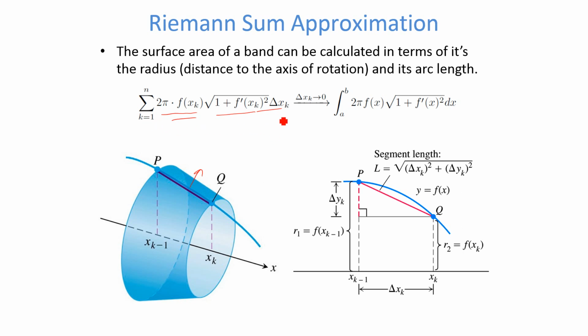And by adding all these areas, we have this sum, and letting delta x_k approach 0, we have this integral. So this is the formula for the area of surface of revolution.